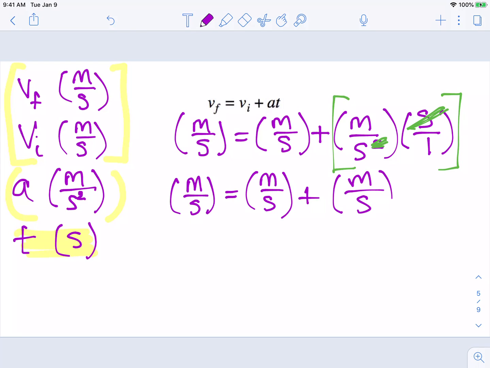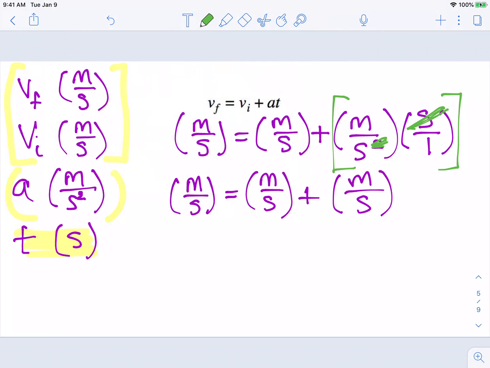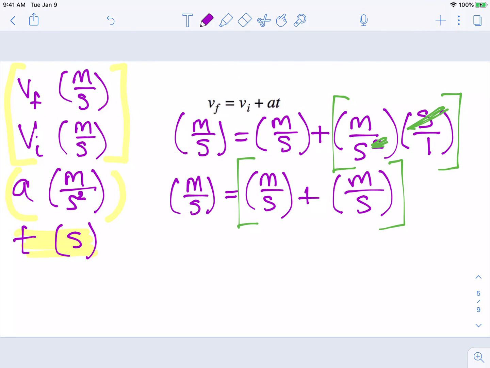Now you may look at the right-hand side of that equation and say, hey, how can meter per second plus meter per second give me a meter per second? Remember, we're not adding numbers here. We're simply looking at the units. So that's like saying, if I had one apple and I added another apple, wouldn't my answer just be how many apples? The units are just apples. The same thing here. If I take a look at what I have to the right-hand side, I have a meter per second plus a meter per second. Well, that answer on the right-hand side would just be in meters per second.